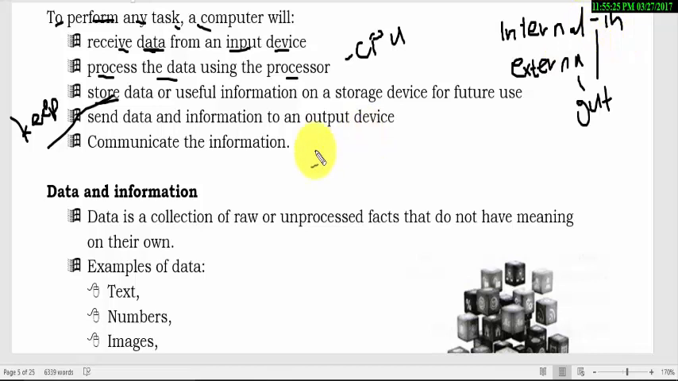Let me explain a bit again on this one. You command or input data into the computer, then the computer processes it. After processing it, this work is stored. To store, students, means to keep. Now how does the computer store data for future use? It is either stored internally or externally. When we say internal, it means the work has been stored in the computer on the hard drive.